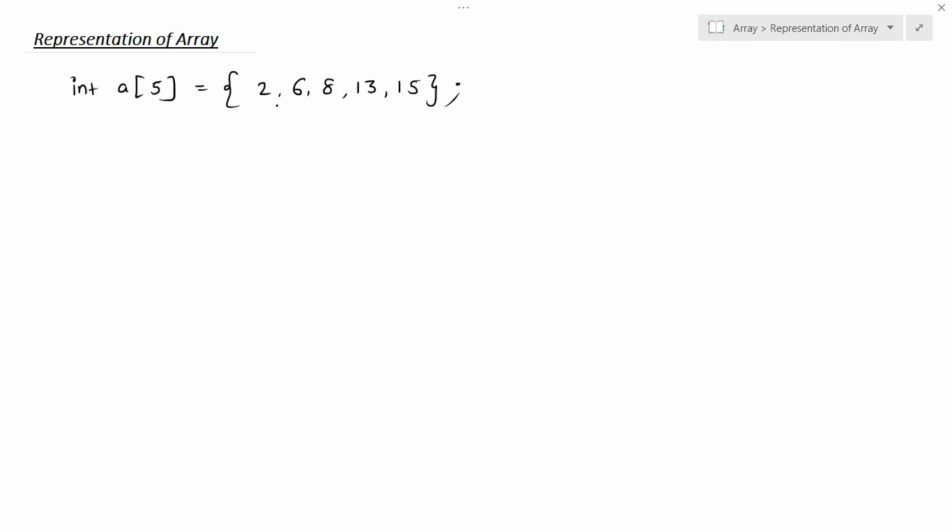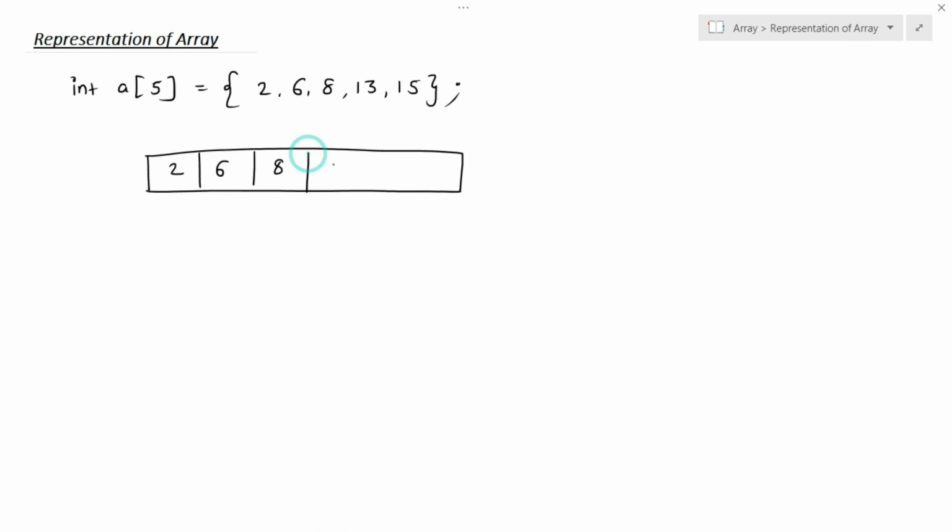Now let's see how to represent these elements in memory. So this is the representation of array in memory. Our first element is 2, then 6, 8, 13 and then 15. So these are the elements, or we can say items, of the array. Okay, a is an array of size 5 and all the elements are of type integer.